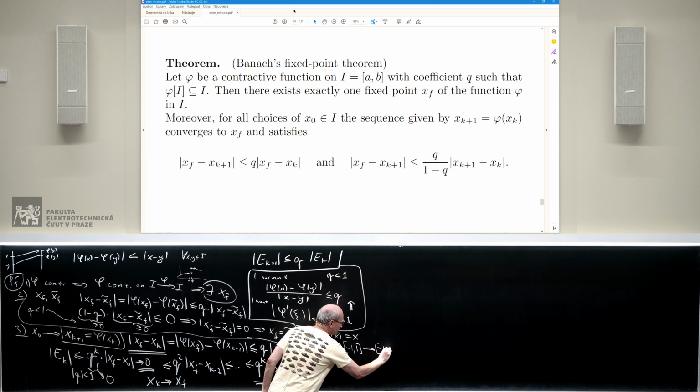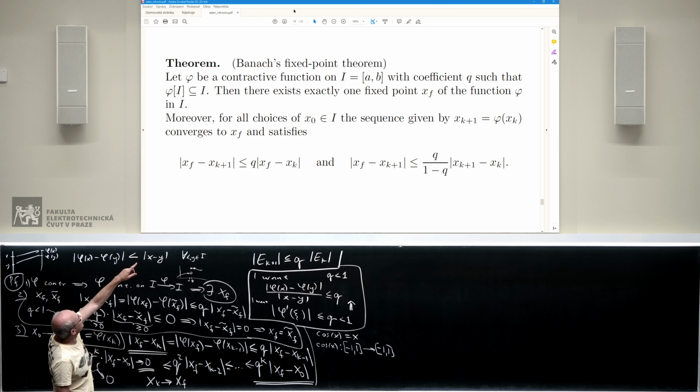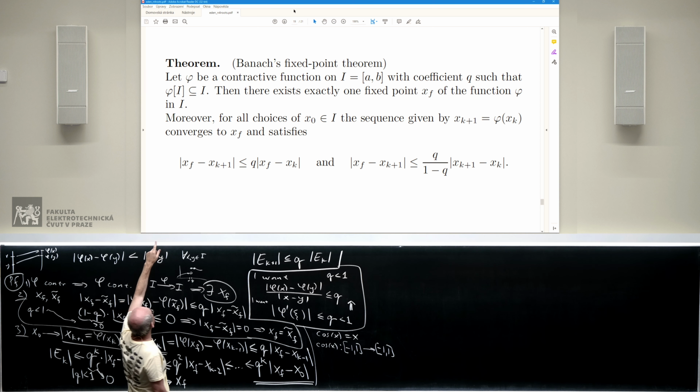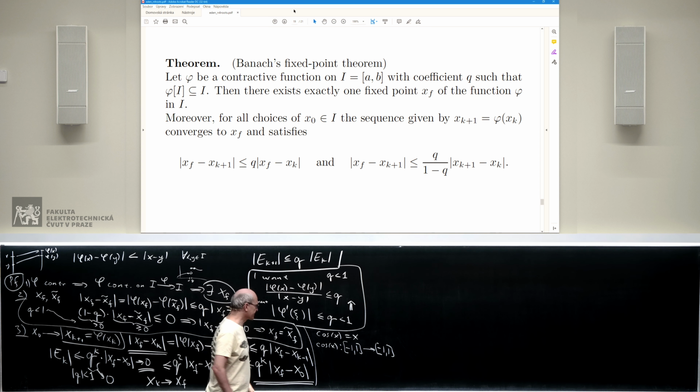which is sent to negative 1, 1. So far, so good. So we have interval I, which is sent to itself. Then we have to also show that the function phi, cosine, is a contraction there. So let's ask about the derivative of cosine. How does it look like?